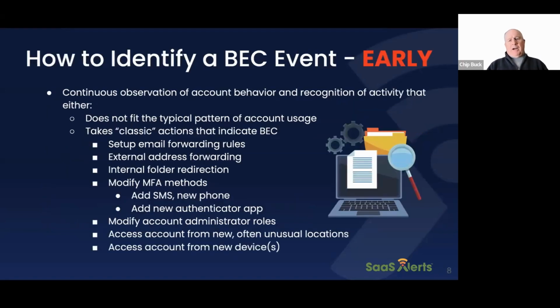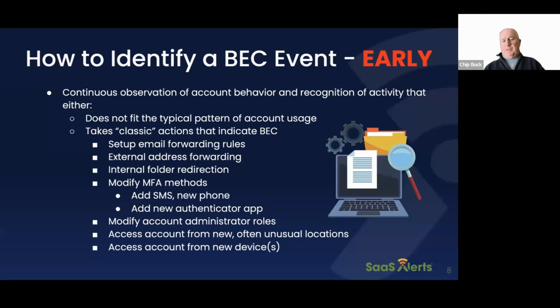So how do you identify one of these events early in the phase? The most important thing is that you need continuous observation of the account behavior so that you can recognize activity that isn't common, something that doesn't fit the regular pattern of the account usage: setting up email forwarding rules, forwarding to external addresses, redirection of folders. And I'll point this out when we jump over into the demo itself. And you can see we've set up some indicators of what this could look like in my own Outlook.